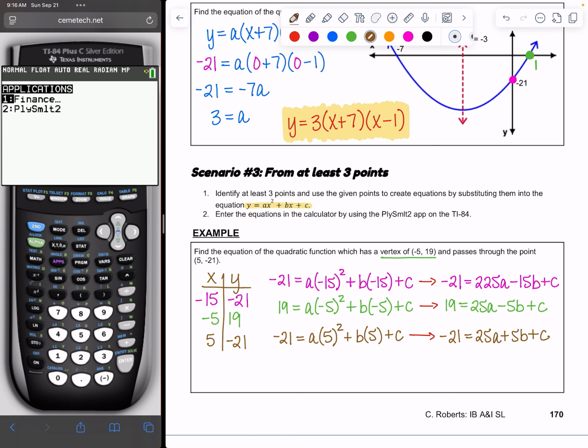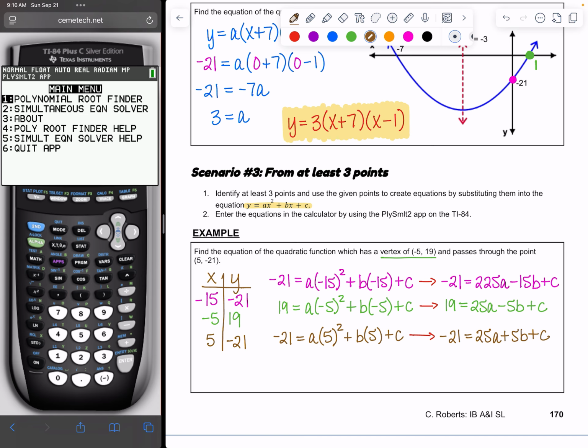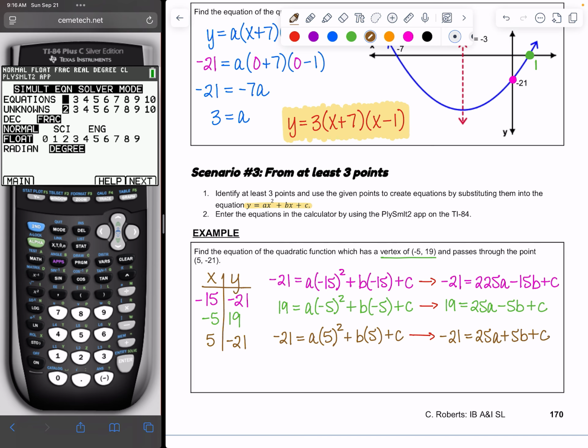So now that I have these, I'm going to put these 3 equations into the PolySimul 2 app. Remember, this is a system of equations, so we need the simultaneous equation solver. Then we need to tell it how many equations and how many unknowns we have. So we have 3 equations and 3 unknown letters, A, B, and C. Once I do that, I'm going to press next.